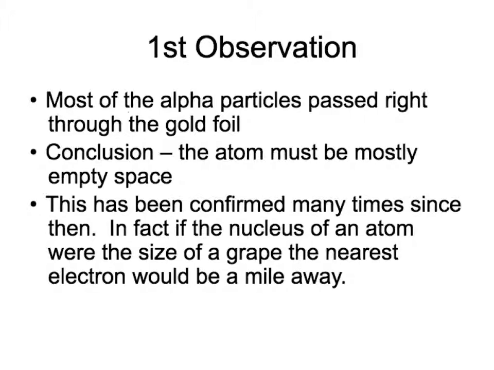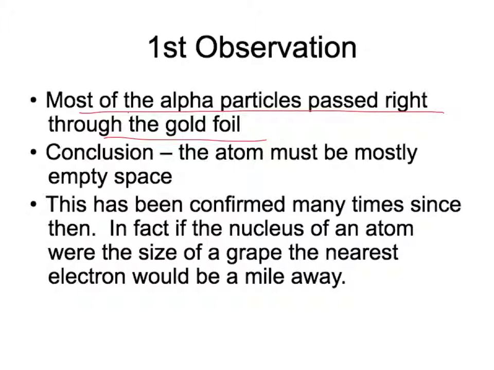What happened was that most of the alpha particles passed right through the gold foil. And the conclusion was that really there's just nothing there. If they passed right through with no detection, they didn't deflect at all, the atom must be mostly empty space. And this has been confirmed many times since then. As an analogy, if the nucleus were the size of a grape, the nearest electron would be a mile away. So think about that analogy there. You've got a lot of empty space in atoms.